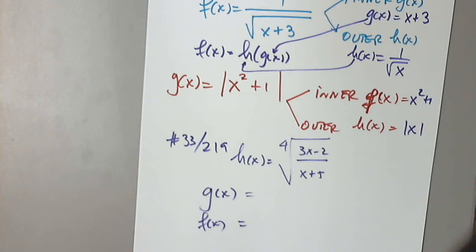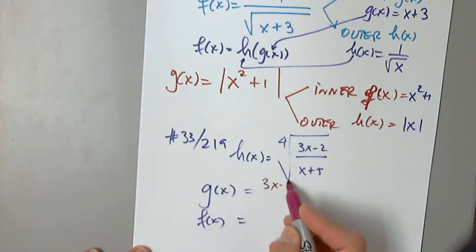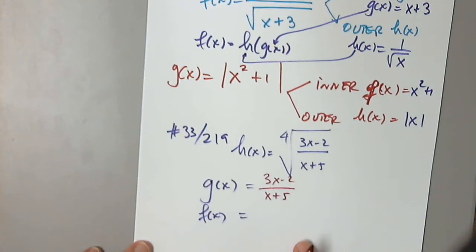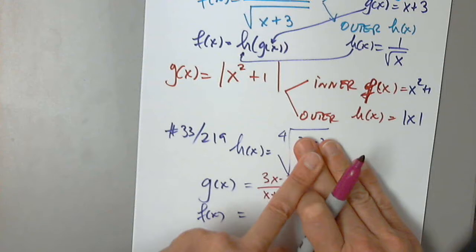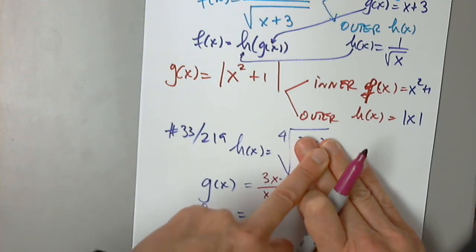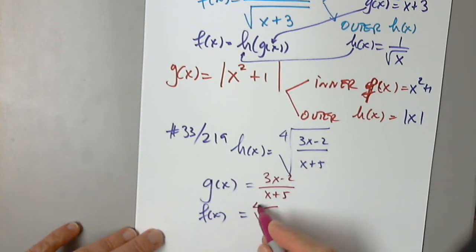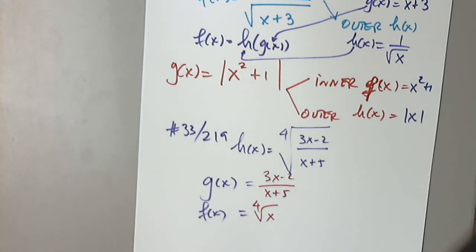Just two functions. What would be the inner? Excellent. And we're done. We just get one number here. Which function do we apply to this number? Very good. The fourth root of x. Great job. Any questions?